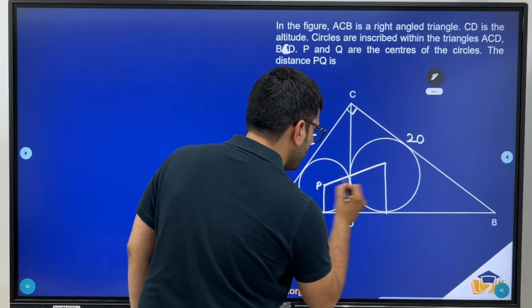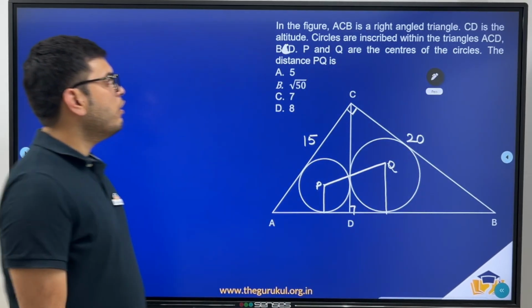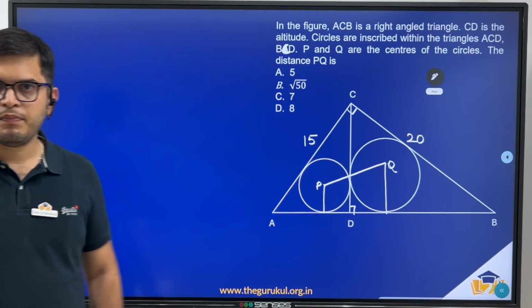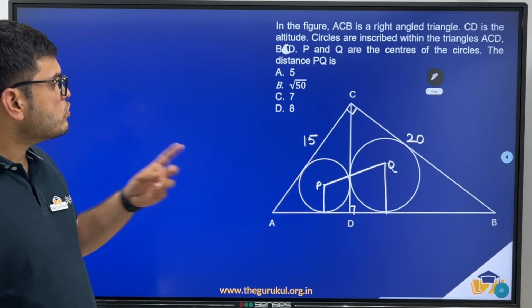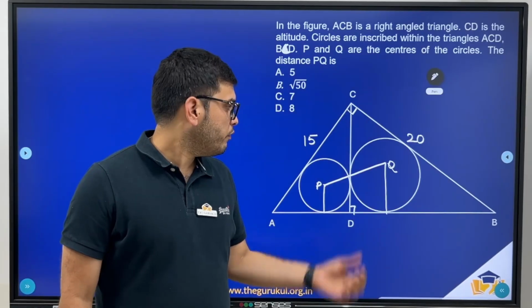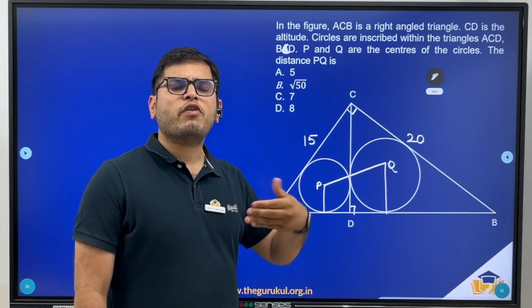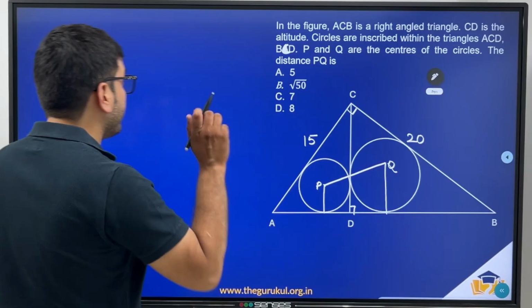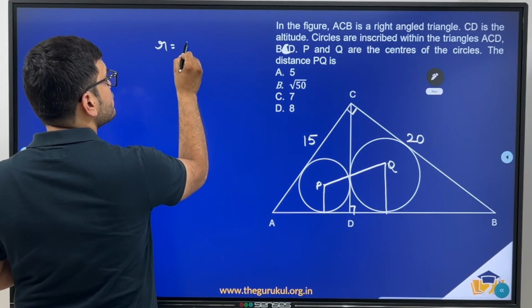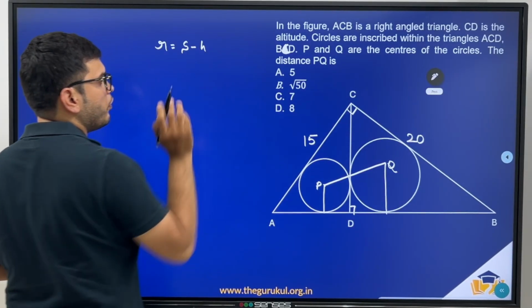Okay, if P and Q are the centers of the circles, we are asked to find the distance PQ. Right. So these are incircles within the right angle triangles. So what is the formula to calculate inradius of a right angle triangle? It is r is equal to semi perimeter minus hypotenuse.